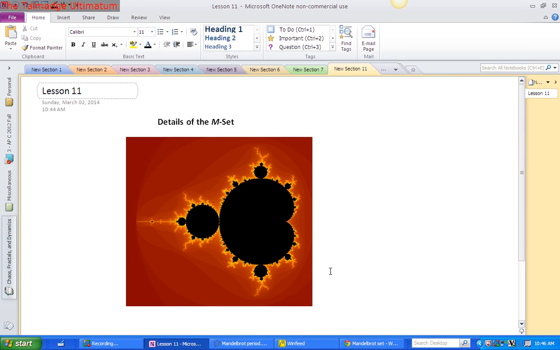All right, this is lesson 11 of Chaos, Fractals, and Dynamics, based on Bob Devaney's book. And today we're going to look at some details of the Mandelbrot set.